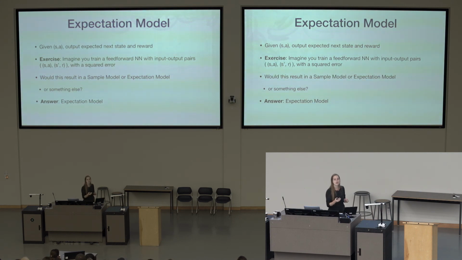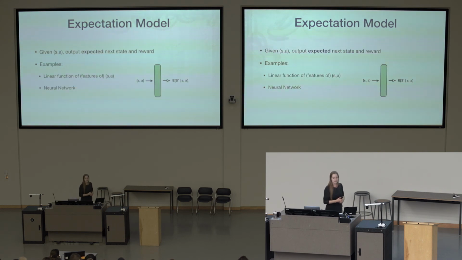Those are stochastic. I'm going to teach you some statistics: whenever you use squared error, you're going to learn something like the expected target that you're looking for. So when it's an X and Y pair, you input X and you're predicting the expected value of Y. Here we're inputting states and actions, so we're going to learn the expected next state and expected reward. Okay, so that leads me to examples of expectation models.